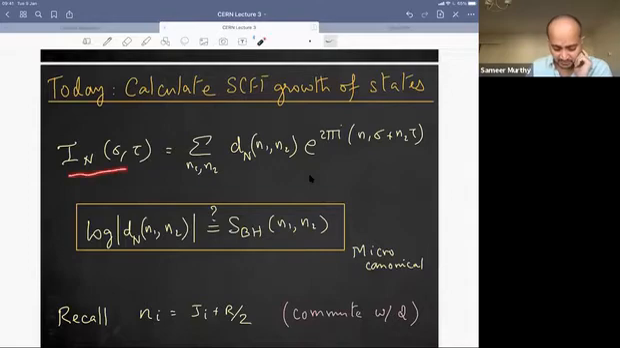On the field theory side, the microcanonical objects are very simple. You just do a Fourier expansion of this index.